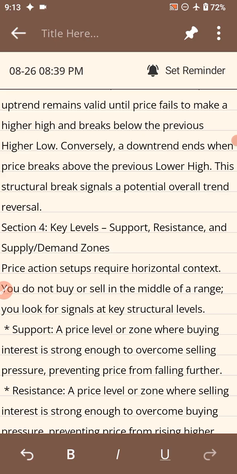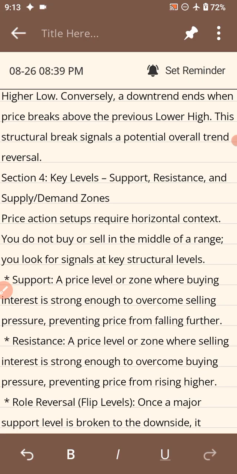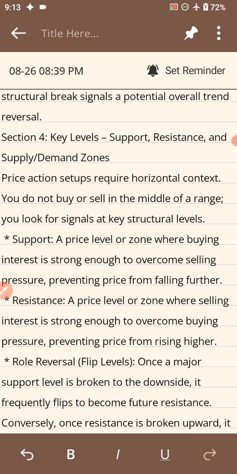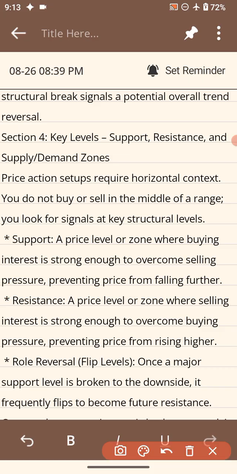So the section for key levels, support, resistance, and supply and demand zones. Price action setups require horizontal context. You do not buy or sell in the middle of a range. You look for signals at key structural levels. So now we are telling you where to buy or where to sell. You are not just going to buy when you see the market ranging. That is not the proper way to buy. When you see the market ranging, that is the best time to wait.